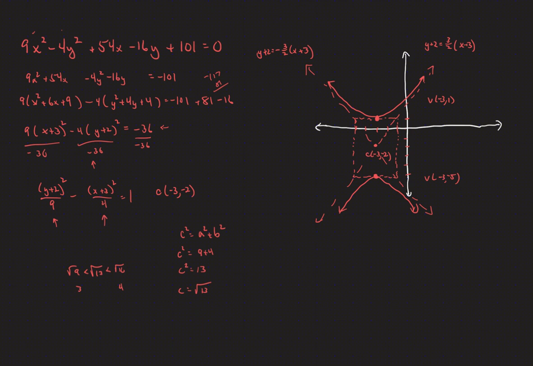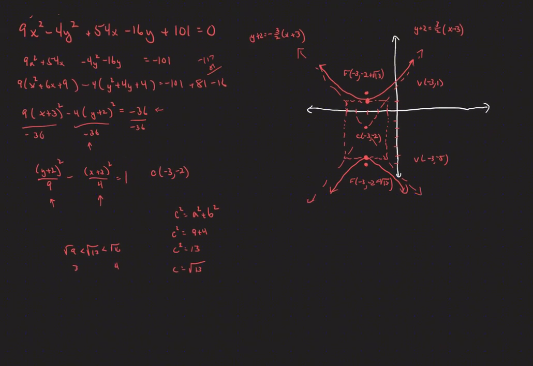So we have 1, 2, 3 is at the vertex, and a little bit more is going to put us at one focus. That's going to be negative 3 for the x coordinate and negative 2 plus the square root of 13 for the y coordinate. Going down, we'll go 1, 2, 3 and a little bit is going to put us for that focus at negative 3, comma negative 2 minus the square root of 13. And I think we got it all. Very good. I think that's everything. Very nice.